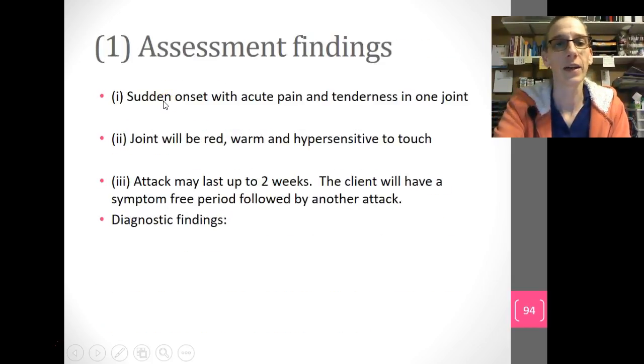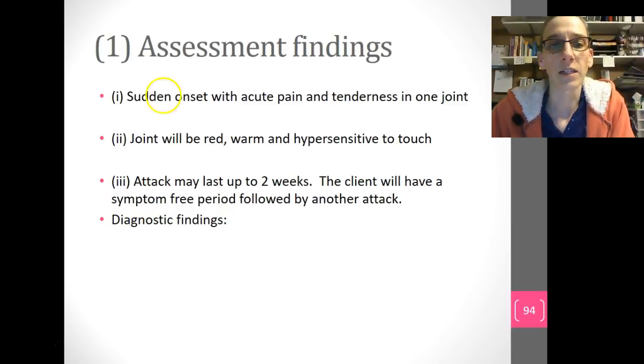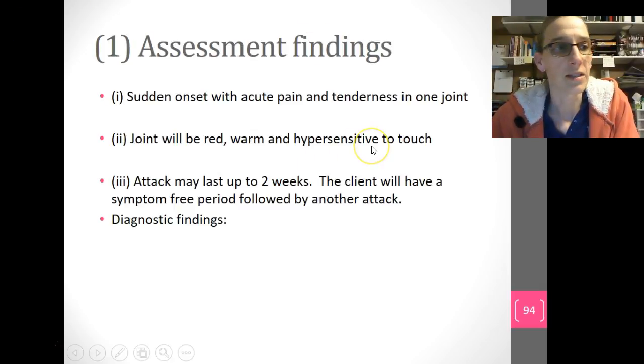Assessment findings. Assessment is often a very sudden onset with acute pain and tenderness in one joint. The joint will be red, warm, and hypersensitive to the touch. An attack can last for up to 2 weeks, which is very painful. Client will have a symptom-free period followed by another attack.